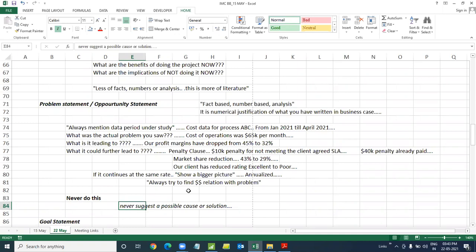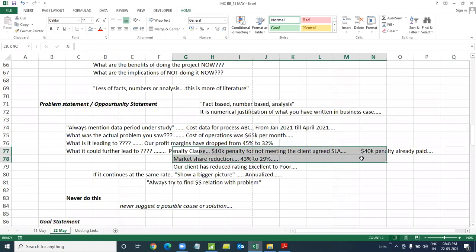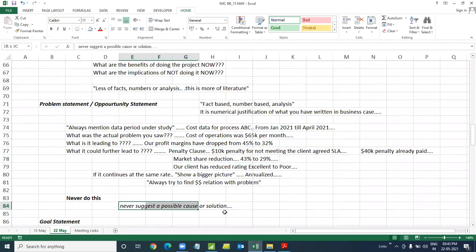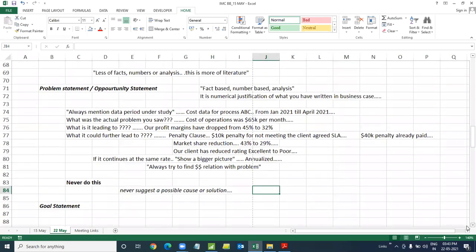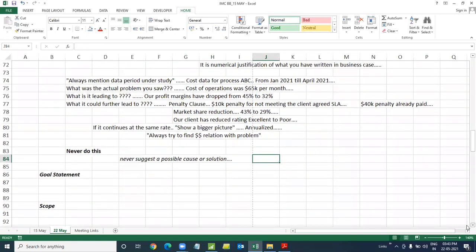So you can explain the actual problem, yes. You can explain what it is leading to, the repercussions, but not why that is happening. If you know it, never mention it. That's not supposed to be done. This is where a lot of people, when they're explaining, end up over explaining themselves, and they get into the trap of not getting a project because they suggested a possible cause. If you know the problem, you will always have a solution.